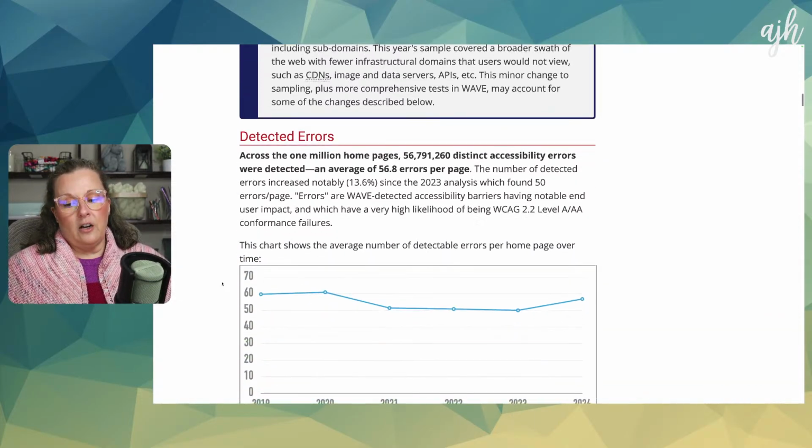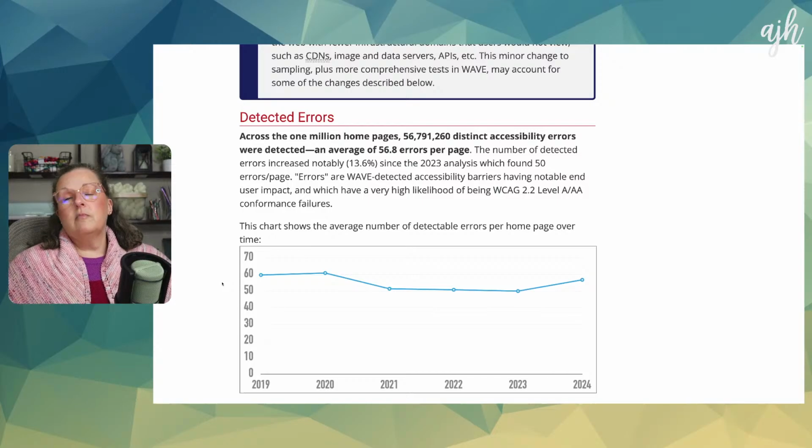So, detected errors. Across the 1 million home pages, 56,791,260 distinct accessibility errors were detected, an average of 56.8 errors per page.